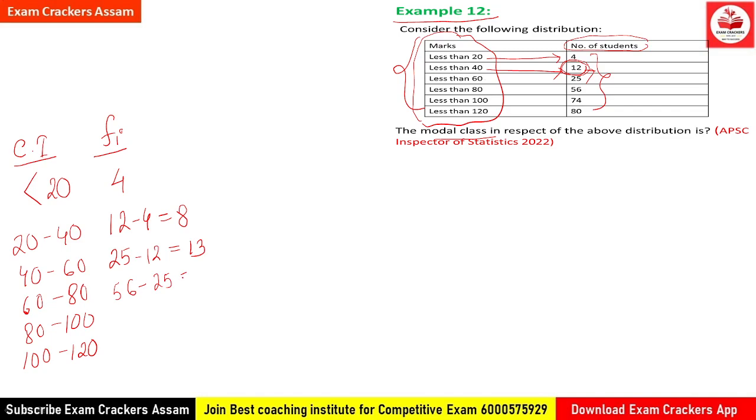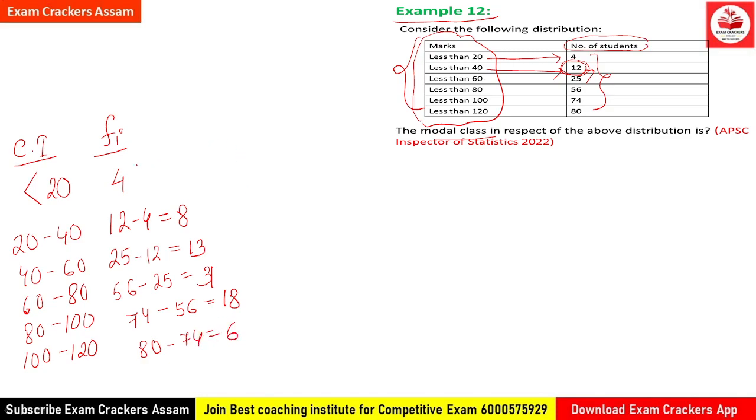Similarly, for the next classes we will calculate the frequencies: 56 minus 25, that is your 31, then 74 minus 56, that is your 18, and for the last class interval, 80 minus 74, that is my 6.